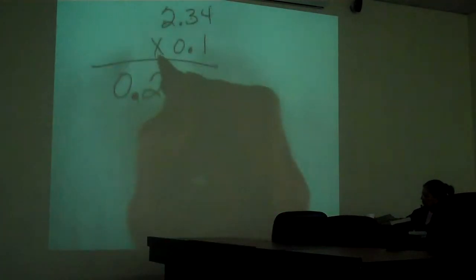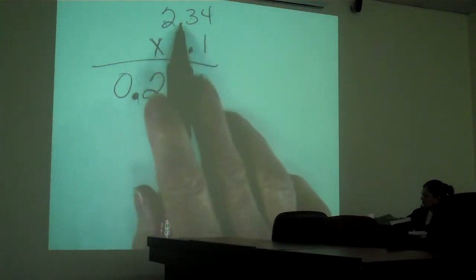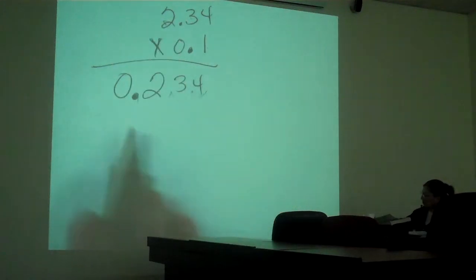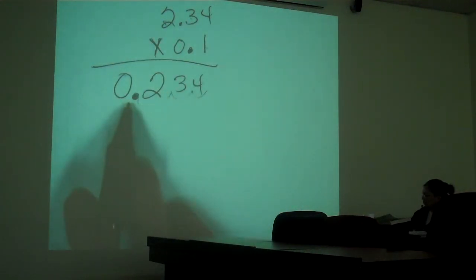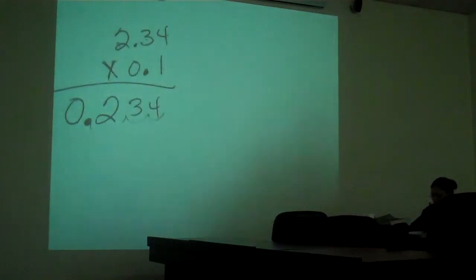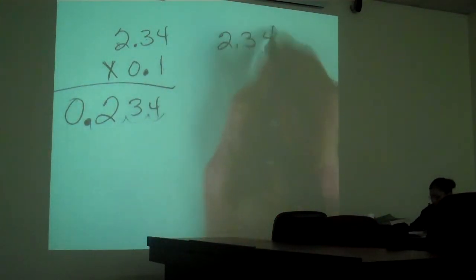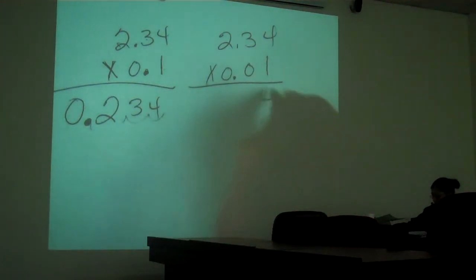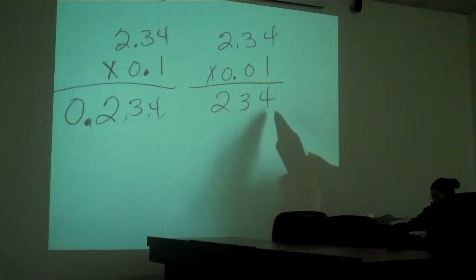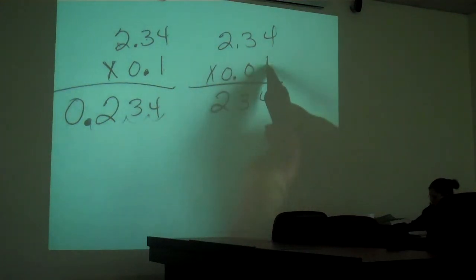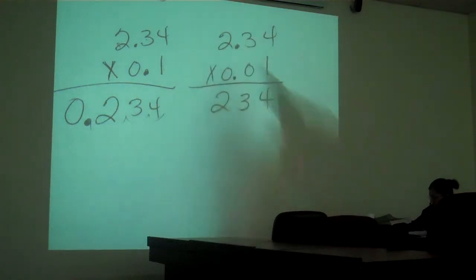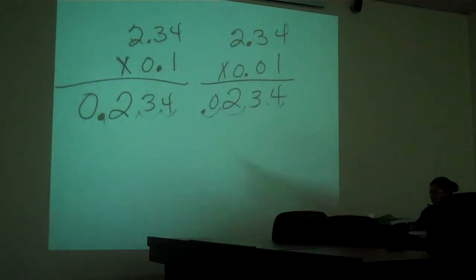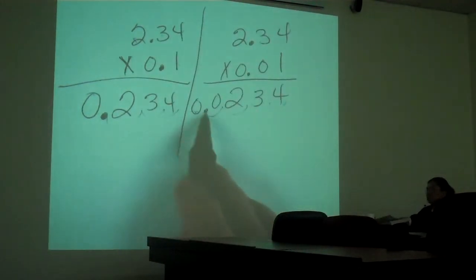See how when you multiply by 0.1, it moved your decimal back 1 time. These numbers didn't change. It just moved from right here to right here. Okay, let's do the same number times 0.01. Same numbers, right? Still have the 2, 3, 4. You have 1, 2, 3, 4 numbers. So 1, 2, 3, 4. Okay, so this answer would be 0.0234.